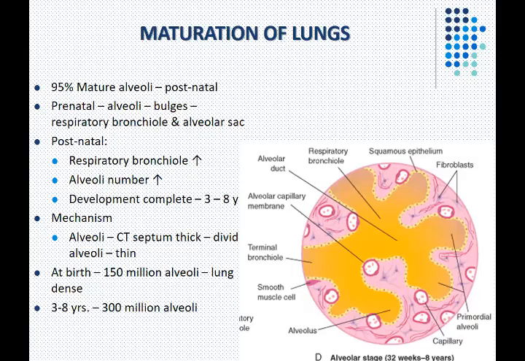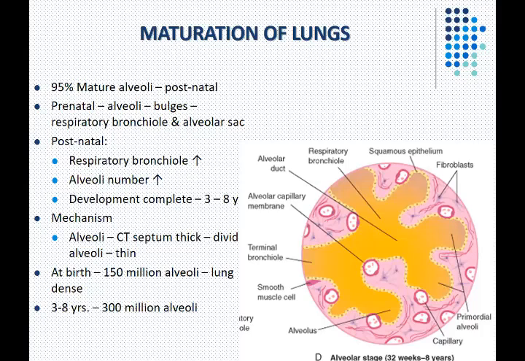So postnatal life में एक तो respiratory bronchioles increase करते हैं, alveoli का number increase करता है, और ये जो सारी development है ना of alveoli, this goes up to 8 years of life. 3 to 8 years में ये maximum हो जाता है. ठीक है, अब होता क्या है?